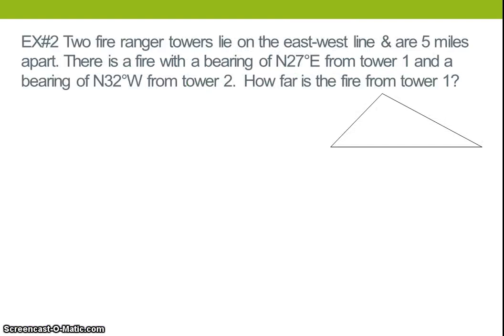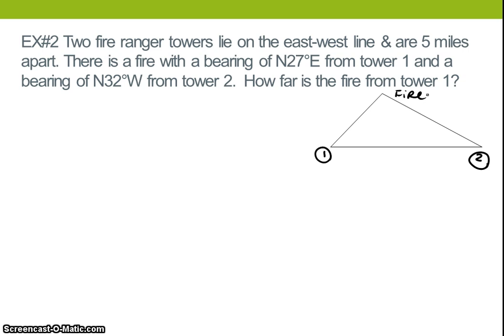Two fire ranger towers lie on the east-west line and are 5 miles apart. There's a fire with a bearing of north 27 degrees east from Tower 1 and a bearing from Tower 2. How far is the fire from Tower 1? Okay, so I'm going to have 2 fire towers. I'm just going to call these 2 triangles. Fire 1, or Tower 1 and Tower 2, and I'm going to call this the fire up here.